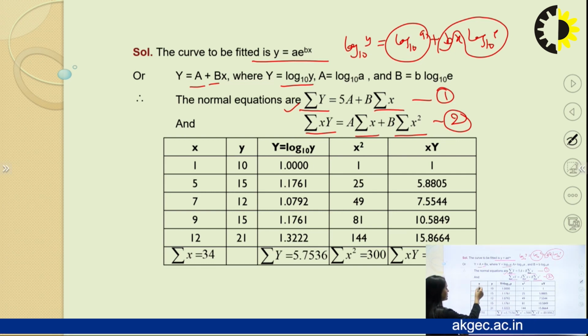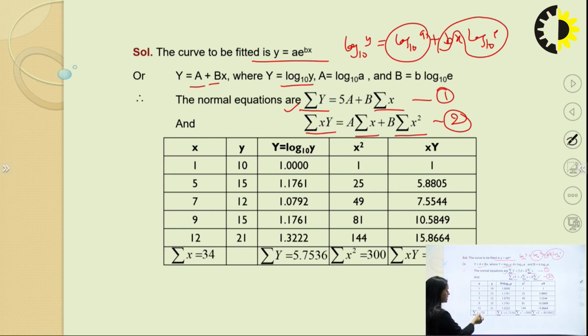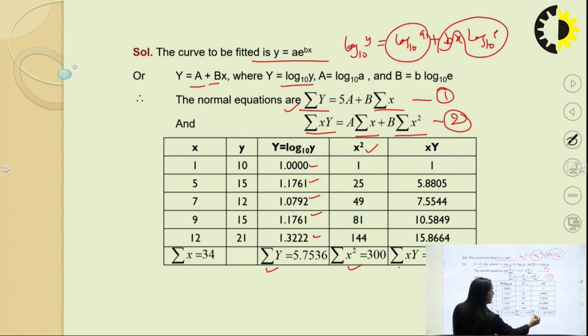So let's calculate the values. Here x is given as 1, 5, 7, 9, 12, so summation x is 34. Small y is given as 10, 15, 12, 15, 21, so we calculate capital Y, which is log y. We get the values for log 10, log 15, log 12, log 15, and log 21, and we get the summation of capital Y here. Again, we square the x values and get summation x square here. And here, please concentrate, it is capital Y, so this is summation of small x into capital Y.